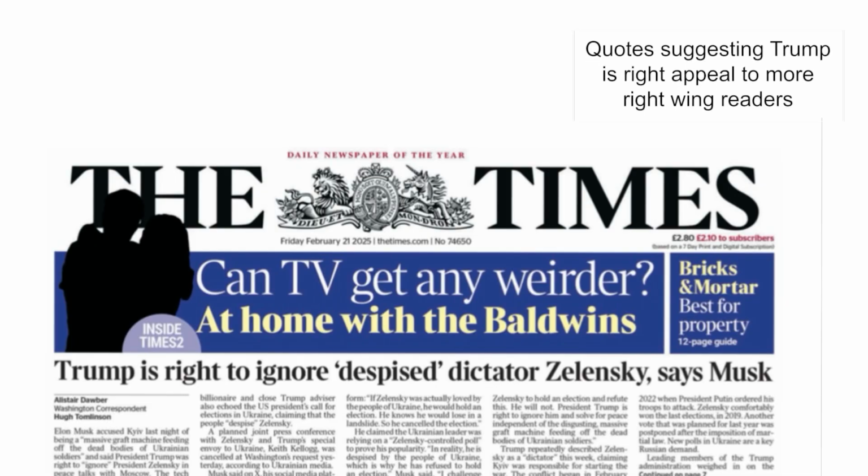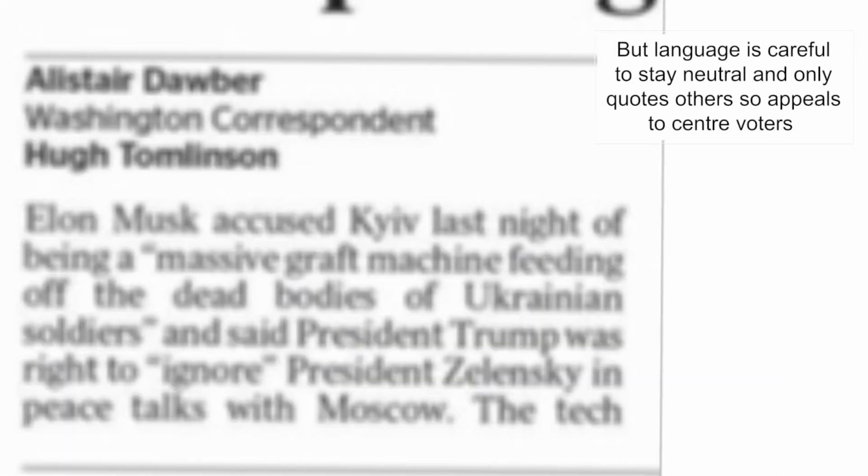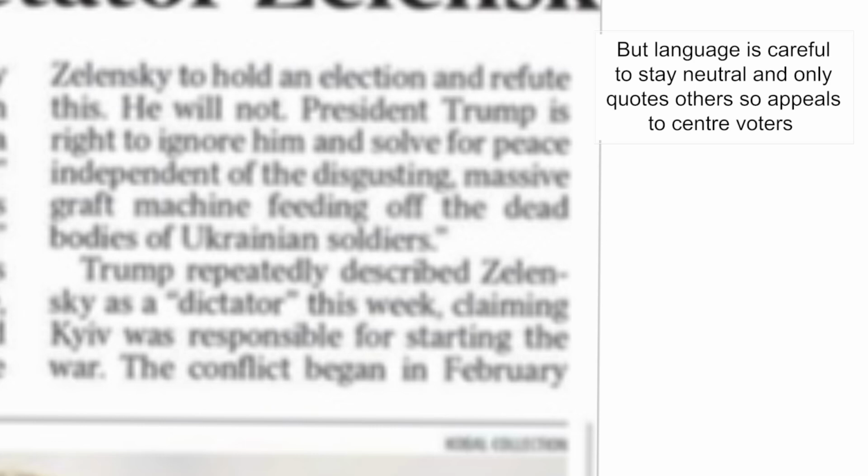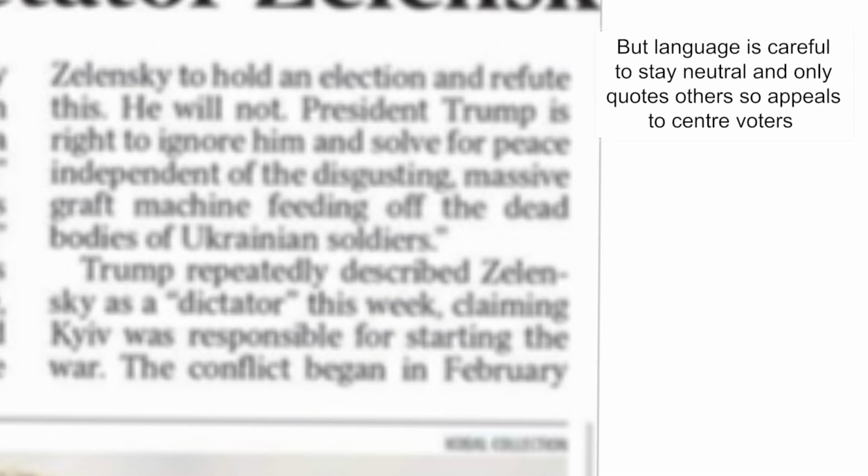Quotes suggesting that Donald Trump is in the right are going to appeal to those more conservative, right-wing audiences. Although the paper is careful to use reasonably neutral language when reporting the story, and the wording about Donald Trump being in the right and Zelensky being in the wrong are all quotes from other people. And so this reflects the paper's desire to stay fairly neutral to appeal to the sort of centre voters. Obviously, left-wing readers or people who are more anti-Trump, anti-Elon Musk are going to respond to this set text very differently than the target audience for The Times.